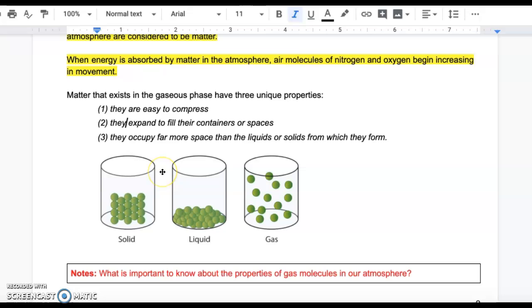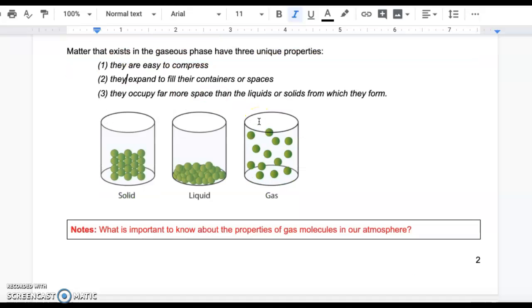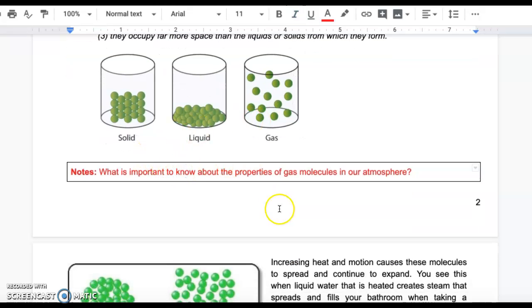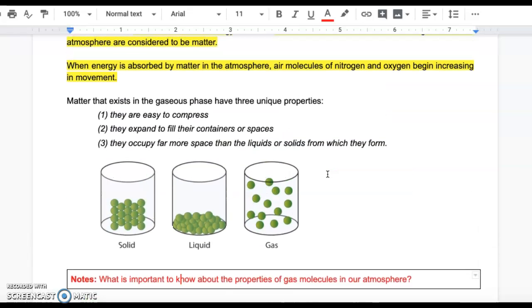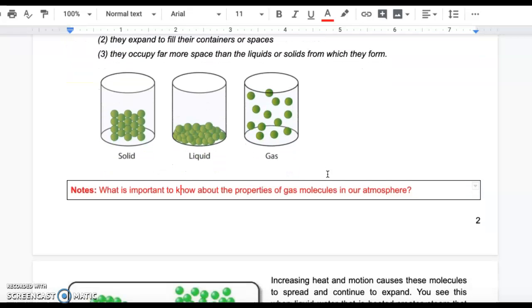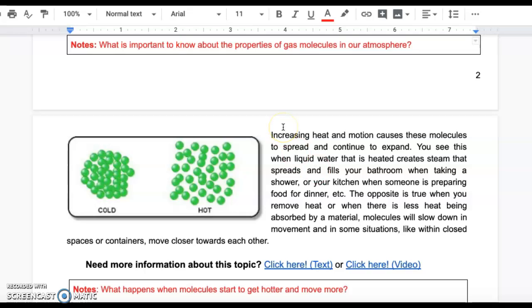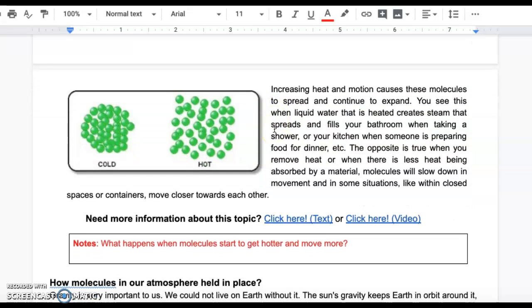So that's why, when you heat up a pot of water, the liquid boils and it releases a whole lot of steam, and that steam spreads really fast. So here, make sure you take note of what is important to know about the properties of gas molecules in our atmosphere. What do you know about the way they move, what happens when they start to get heated up, and the space that they occupy? Okay, so you can go ahead and pause and then play when you're ready to go on.